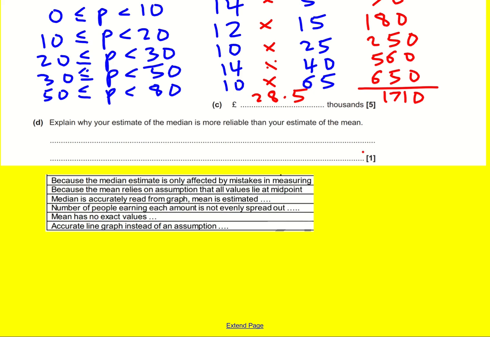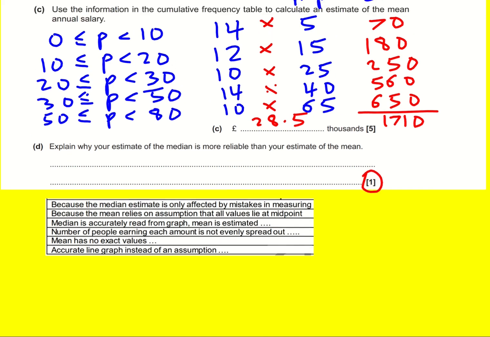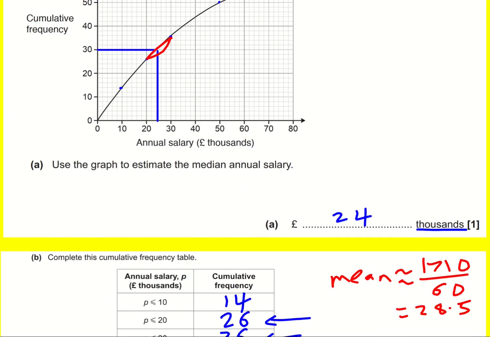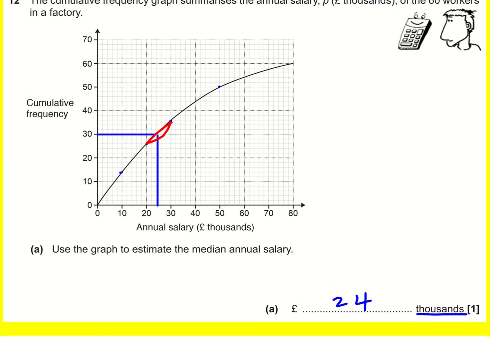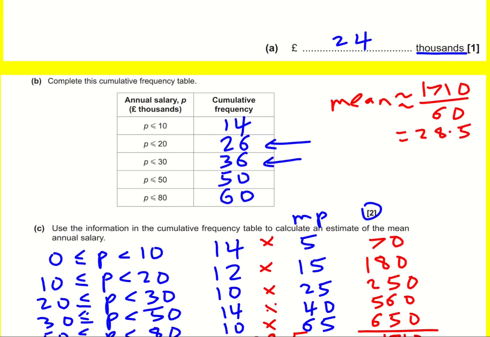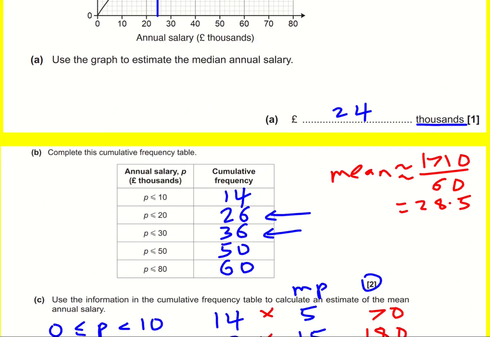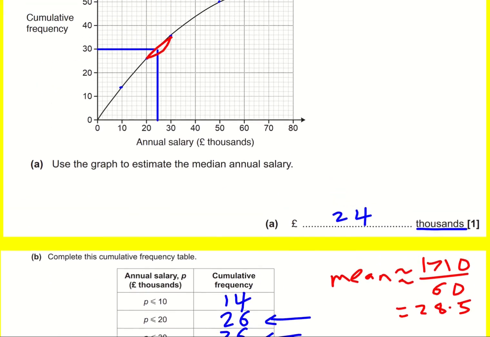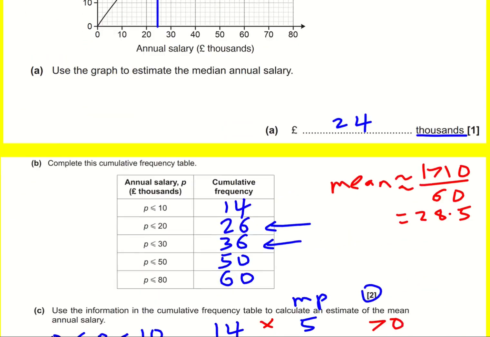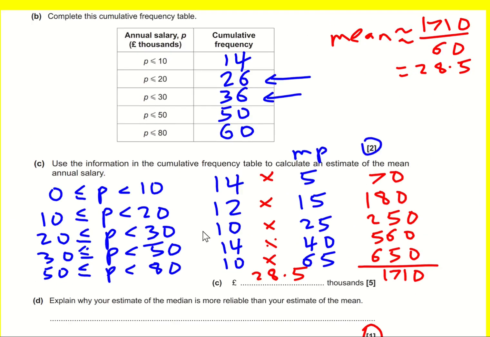So I don't know, if I was answering this question, forget the mark scheme, I'd say there is some doubt in making measurements from both. We don't have raw data. We draw the cumulative frequency graph from a grouped frequency table, so I think there's issues with both. But I think because you're just looking at the middle value, it's going to be a bit more reliable than using all of these midpoints throughout.